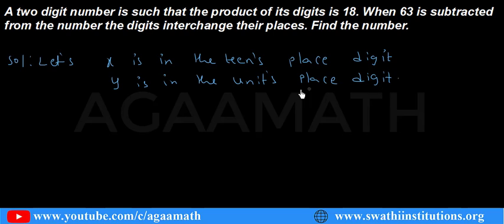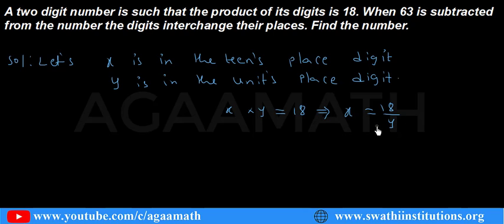The condition given is that the product of its digits is 18. It means x into y equals 18. Okay, so I make x the subject here. Let x equal 18 over y.